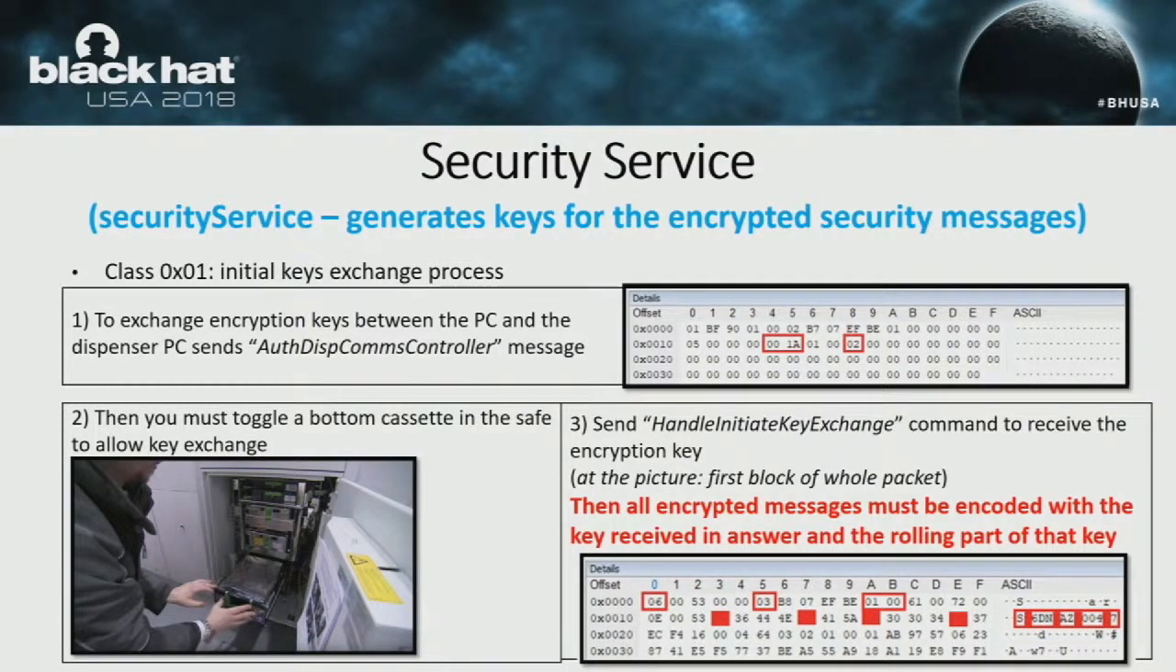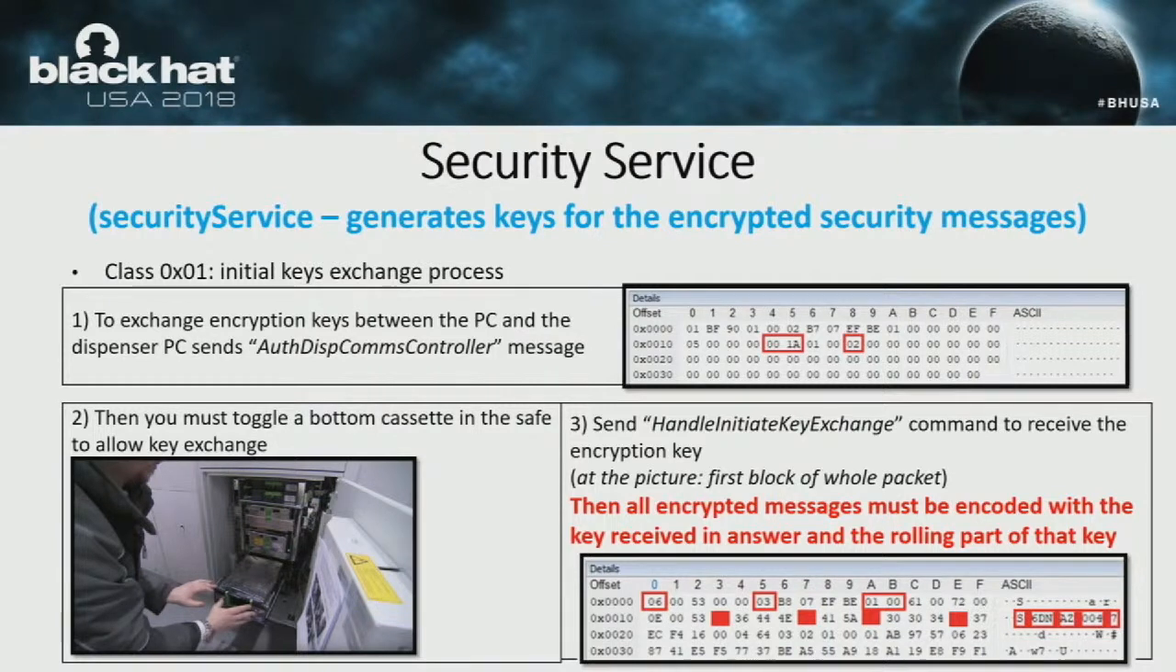The first action is to select the encryption initialization command on the service operating screen. Then you need to toggle the bottom cassette in the safe, or switch the special tumbler on the controller board, all within 1 minute. After that, the dispenser will send you the initial key.